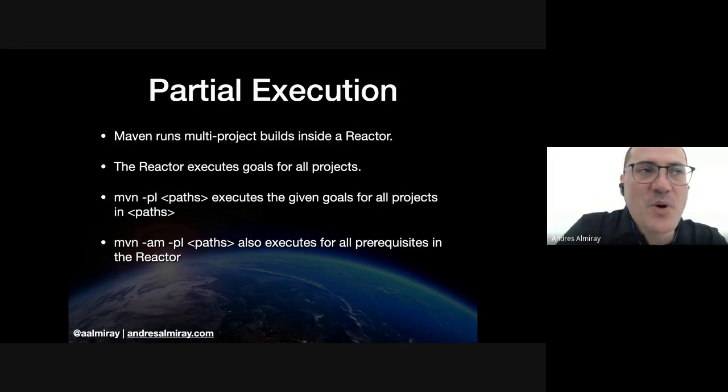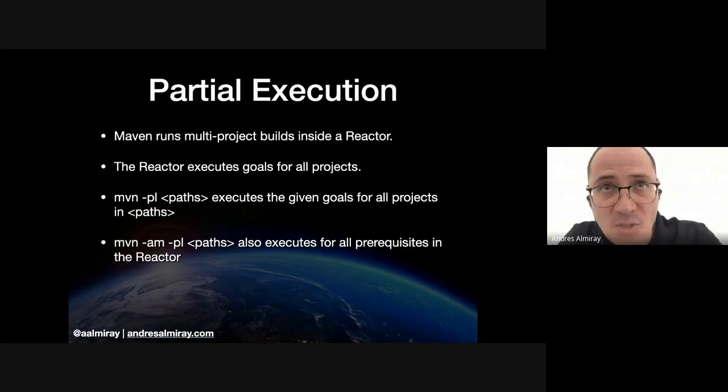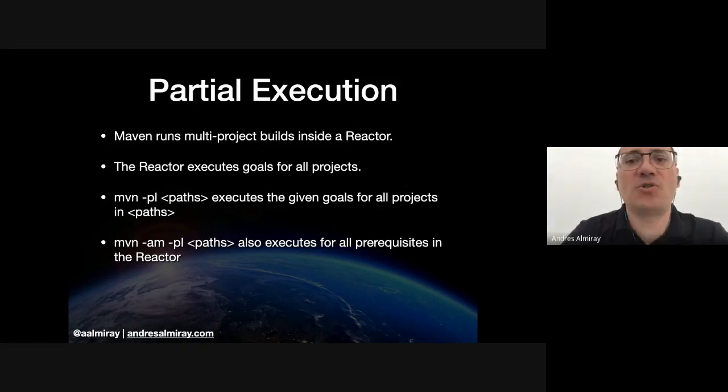Anyway, when you invoke a reactor, every goal in the reactor is going to be executed for every single project that belongs to the reactor. You can invoke a subset of the reactor by defining the -pl flag, and you pass a path or paths to this flag to tell it what are the projects that you want to include. And if you need additional dependencies, say you have a sibling project that needs to be built, then you pass the -am that stands for also make. So PL stands for project list and AM stands for also make.